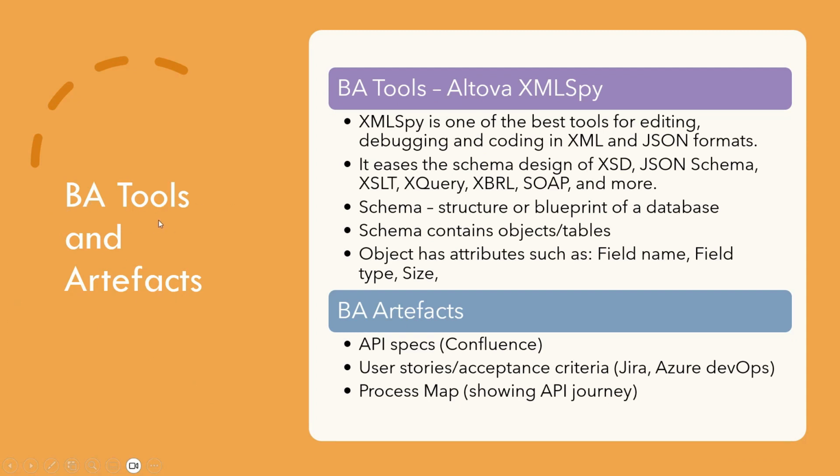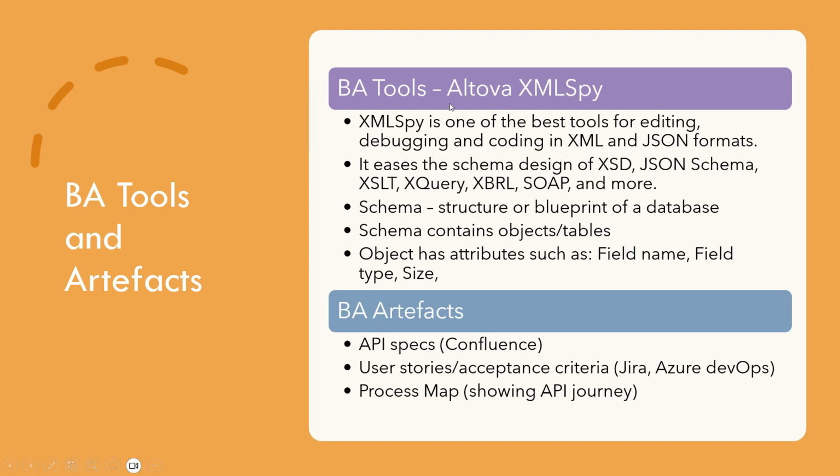These are some of the tools that you are expected to have in an API project. One of, if not the most important tool that you need to have as a BA in an API project is called XML Spy. There could be other tools out there that do similar things, but I don't really know about them. The one I've only used in validating my schema is XML Spy. Okay, but it's a very vital, important tool that you need to know how to use.